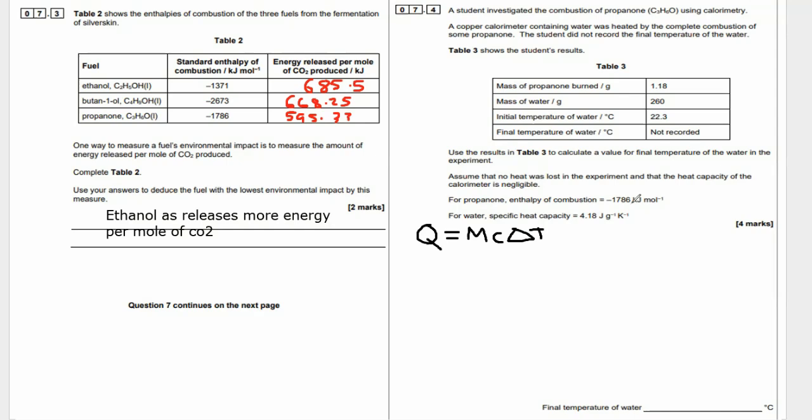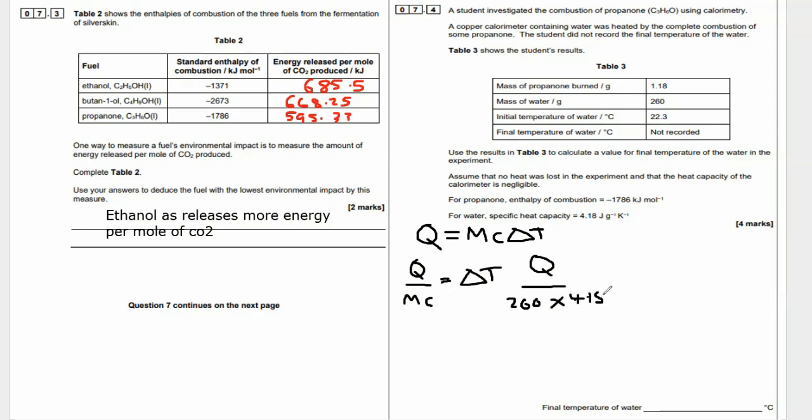So I'm going to rearrange this to go Q over MC. If I do that, then I can get the final temperature change. So I need Q divided by the mass, which is 260, times the specific heat capacity of water, which is 4.18.